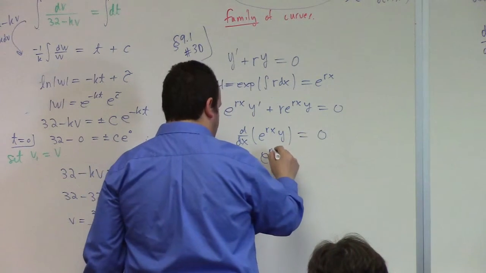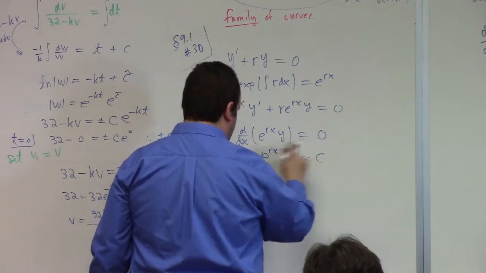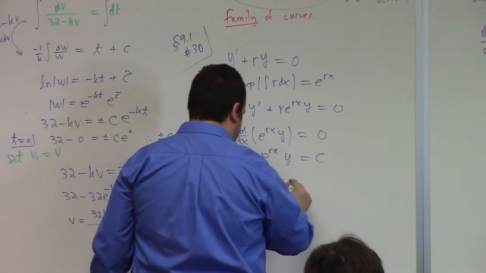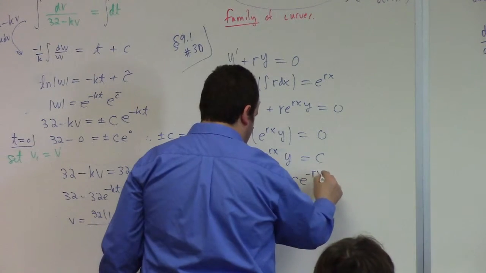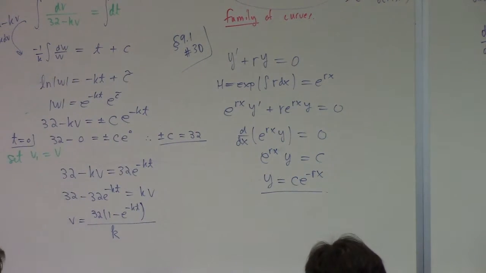Hence, e to the rx y is equal to, say, c. Solve for y, we get y is equal to c e to the minus rx. Bam. That is general. It doesn't matter whether r is positive, negative, or 0. That calculation holds. All right? That calculation is legit.